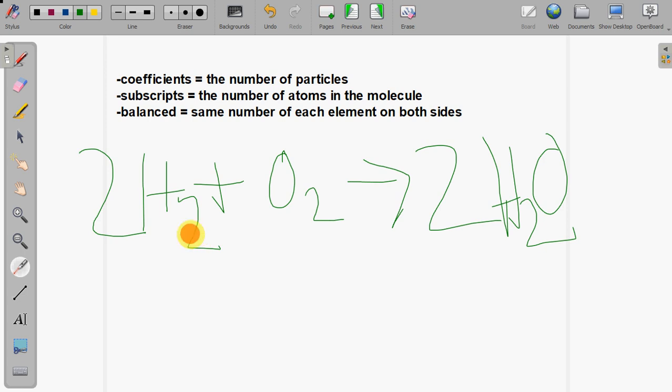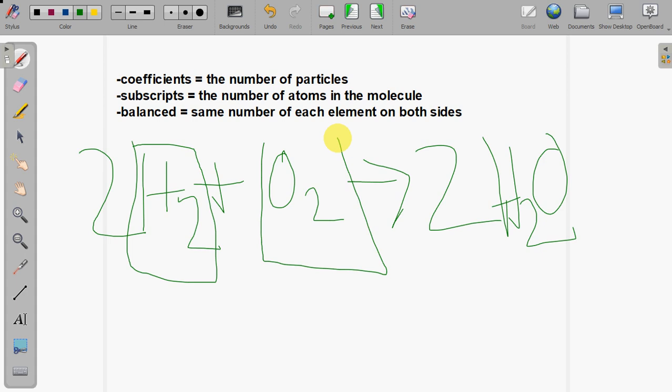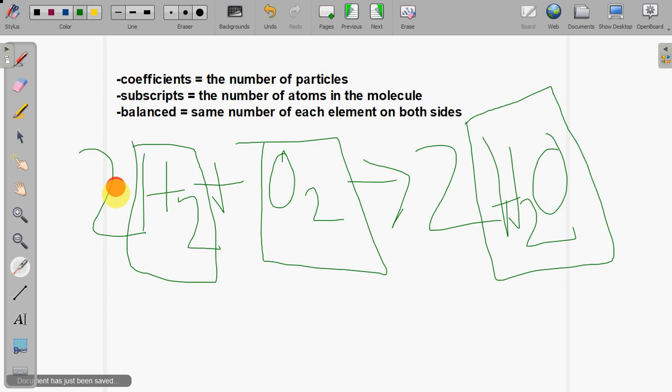So this is H2. That means that in this box, there are 2 hydrogen atoms. In this box, there are 2 oxygen atoms. And in this box, there's 2 hydrogen and 1 oxygen. The coefficient tells me how many boxes I have or how many molecules. So I have 2 boxes of H2. That's a total of 4 hydrogen atoms.